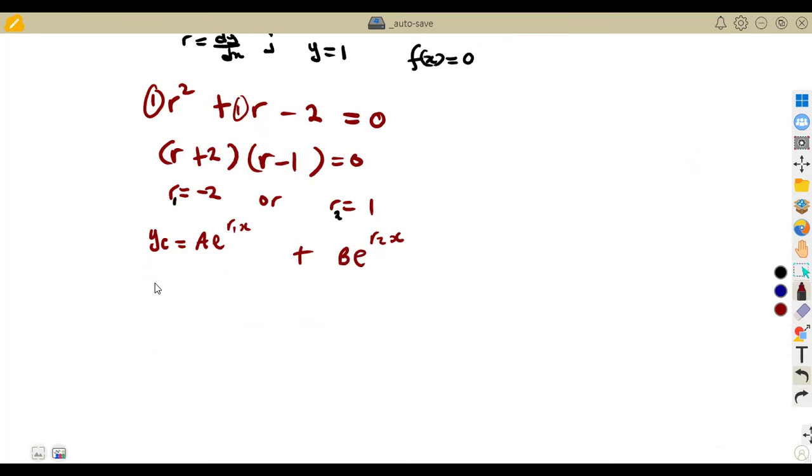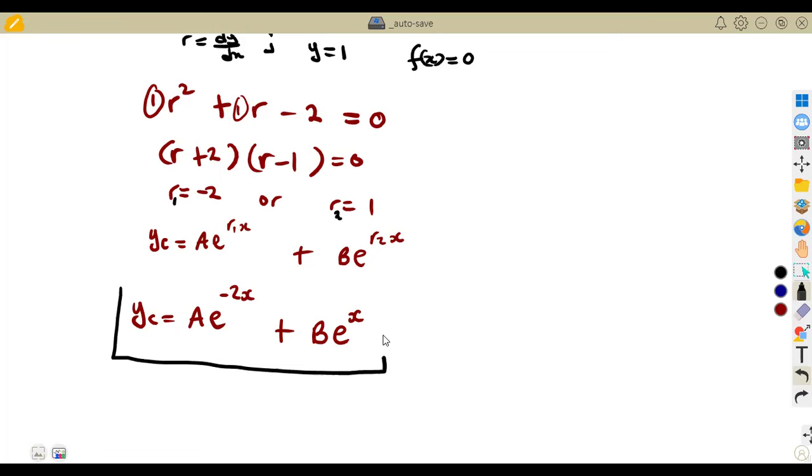So thus, YC is going to be given as A e to the exponent of R, which is minus 2, so that will be minus 2x, plus B e to the exponent of the second solution, which is 1, so it's going to be 1x. So it will be just 1x like that. Okay, this A and B, we are going to find later on. This is going to be our final stage of finding A and B.